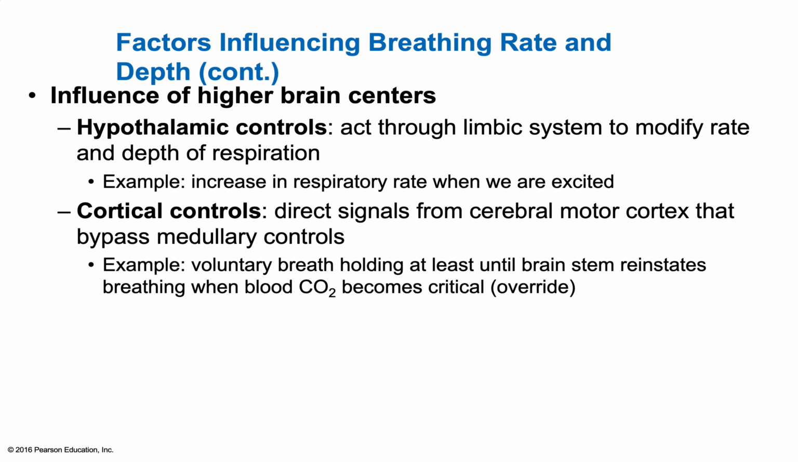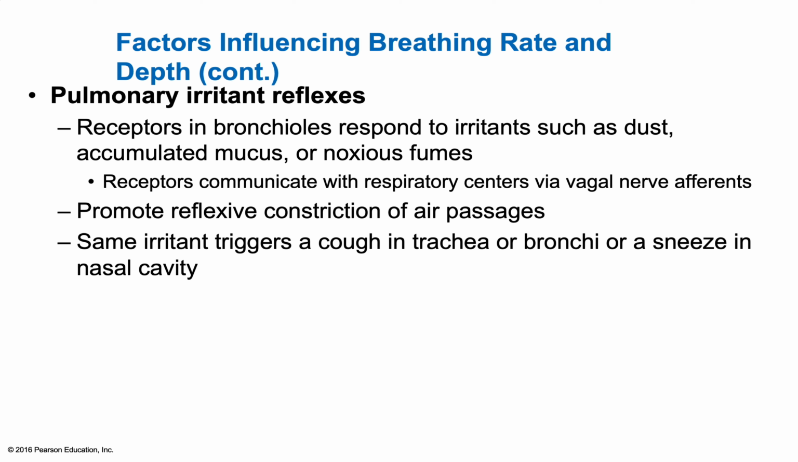Now, our ability to voluntarily hold our breath is limited. The brainstem's respiratory center automatically reinitiates breathing when blood concentrations of carbon dioxide reach critical levels. The lungs contain receptors that respond to a very large variety of irritants. When activated, these receptors communicate with the respiratory center via the vagal nerve afferents. So things such as accumulated mucus and inhaled debris such as dust or other particles, or even noxious fumes, stimulate receptors in the bronchioles, and this causes reflexive constriction of those air passages.